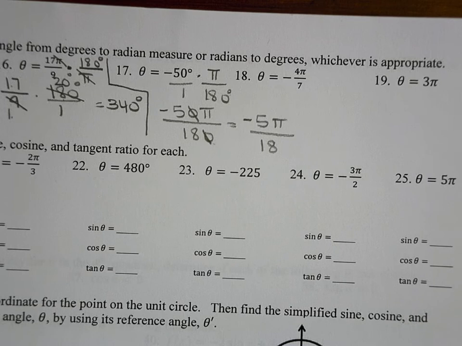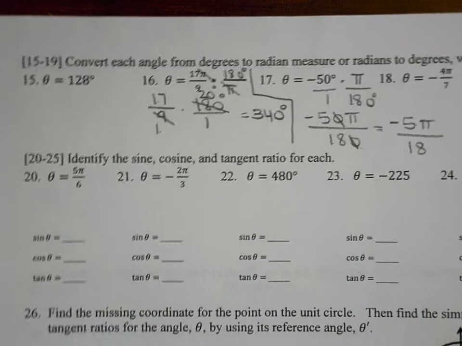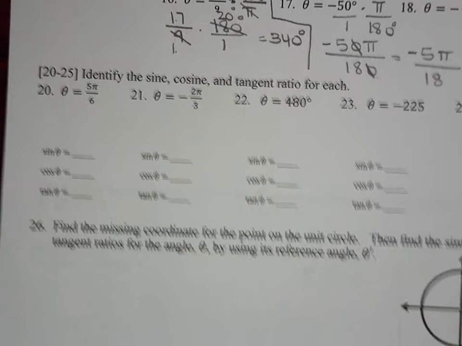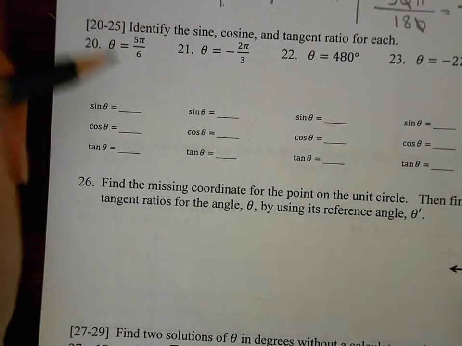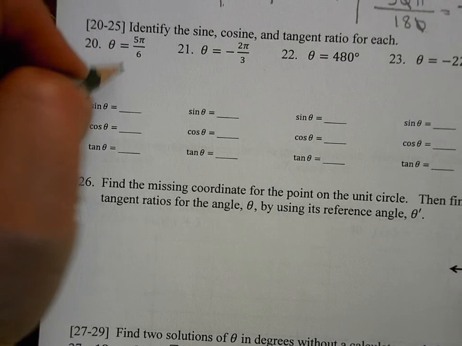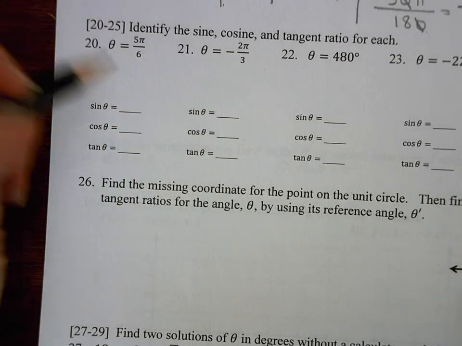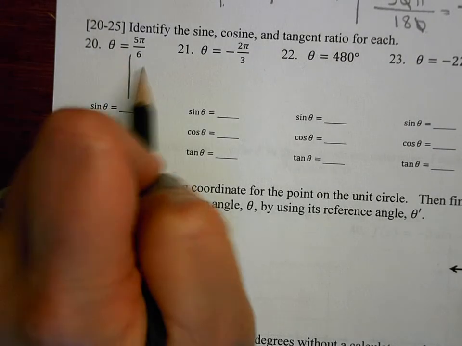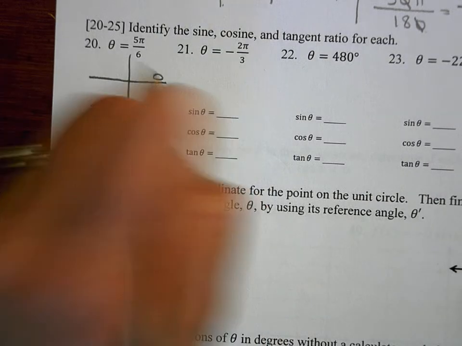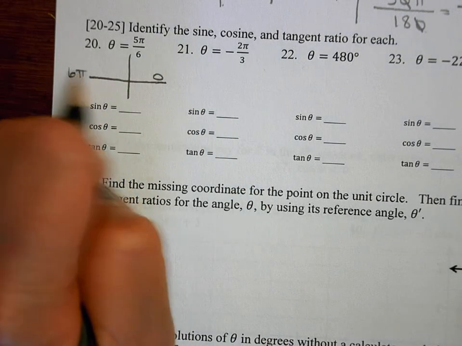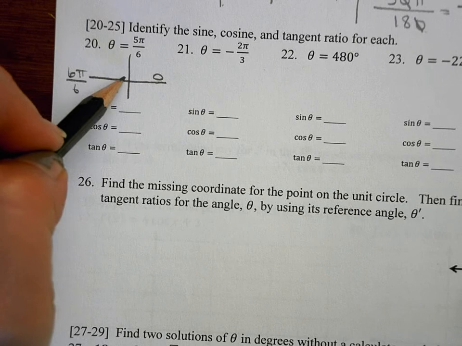Okay, and then let's do number 20. So 5 pi over 6. Let's figure out what quadrant we're in. So this is 0. This will be 6 pi over 6. So that'll put me in quadrant 2.